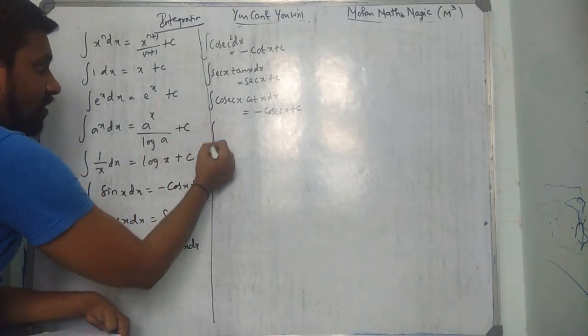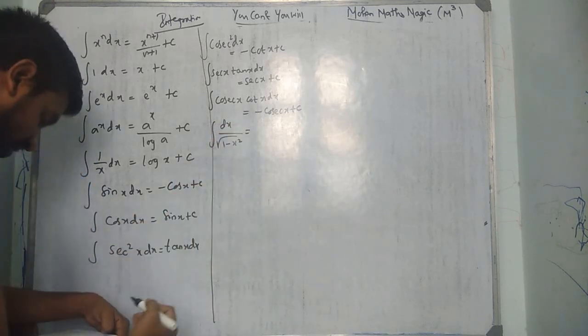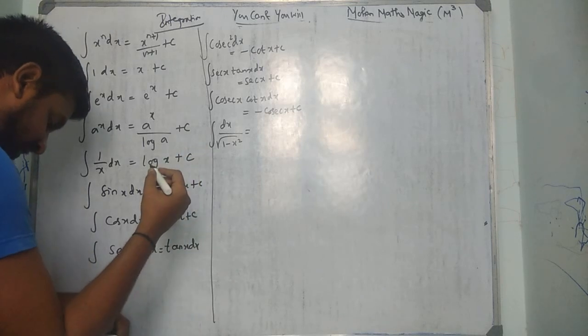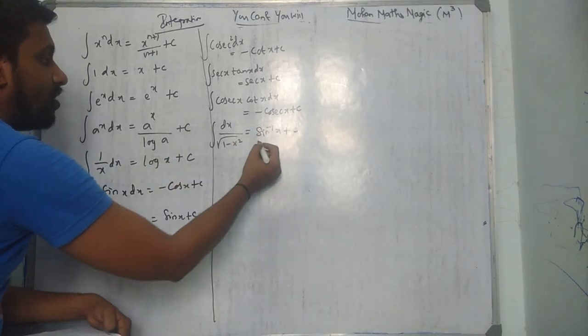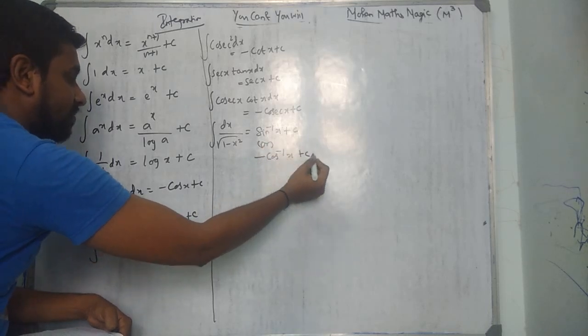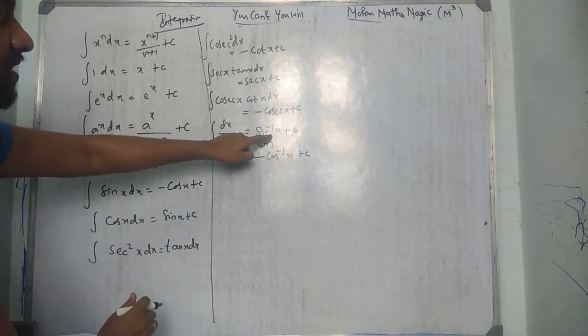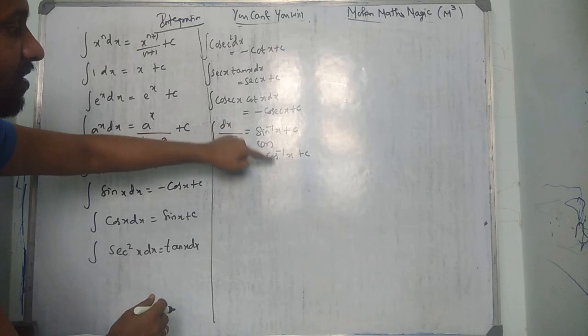And integration dx upon root over 1 minus x square. So you will get sin inverse x plus c, or you can write this one as minus cos inverse x plus c, because in differentiation if you differentiate sin inverse x you will get this one. If you differentiate cos inverse x you will get minus of this one. So I have written very clearly.